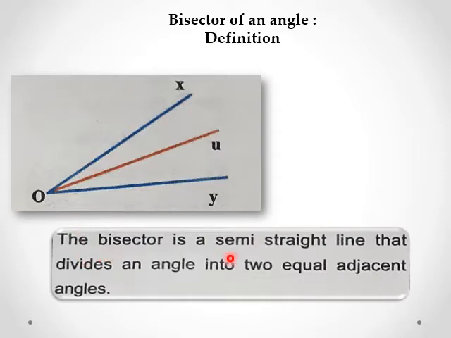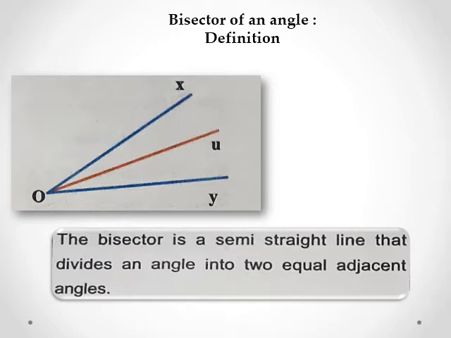The bisector is a semi-straight line. Semi-line means limited from one side, O, and unlimited from the other side, which is U. Unlimited means I can extend this line as much as I want. This semi-line, or this bisector, divides an angle into two equal adjacent angles. What do we mean by that?